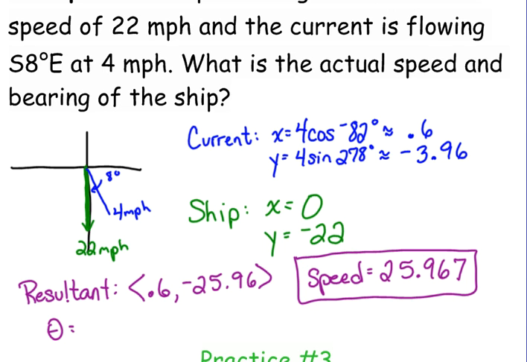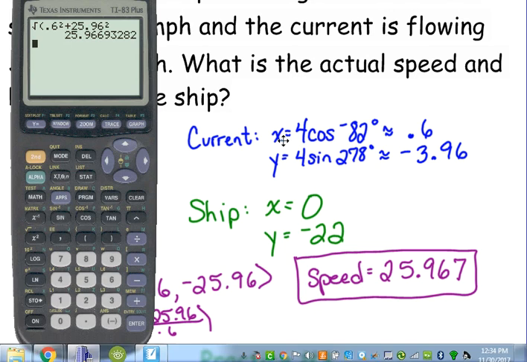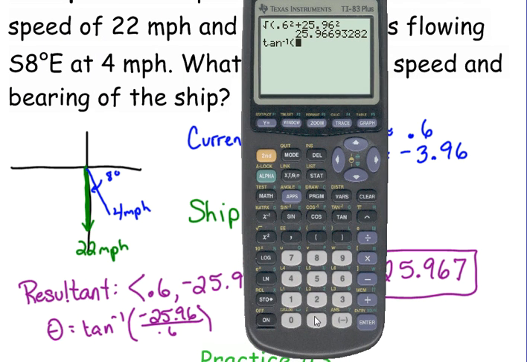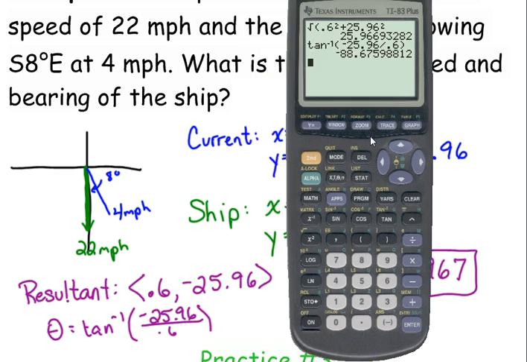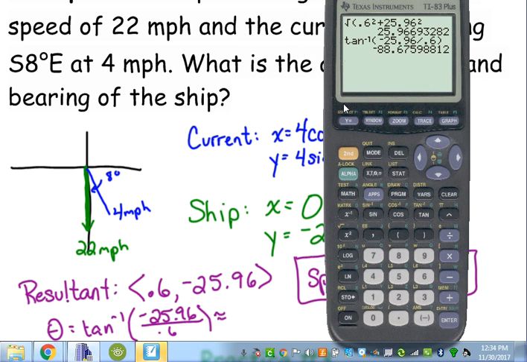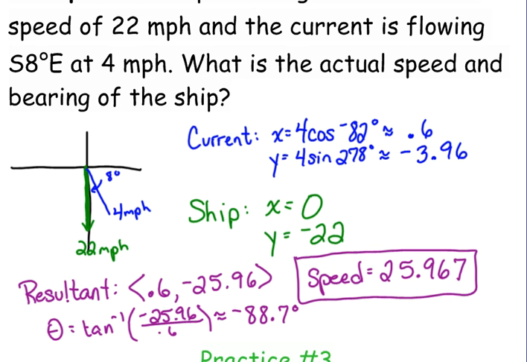Let's find the angle. Inverse tangent, y over x. Okay, so we get negative 88. We can use that for the direction angle. That's fine because that's in the third quadrant. But let's look at what it actually says. It doesn't ask for the direction angle. It wants the bearing. So how can we put that in bearing form?